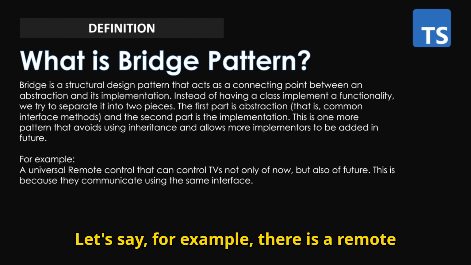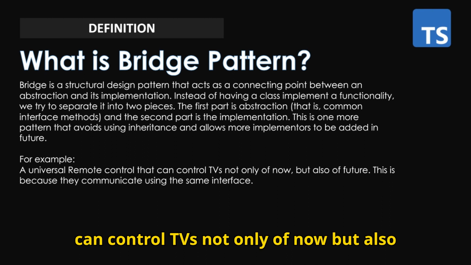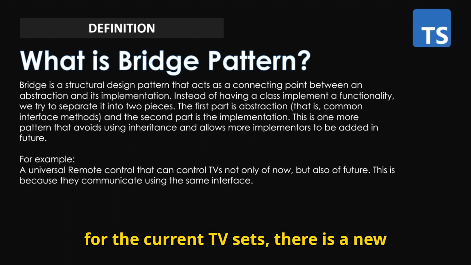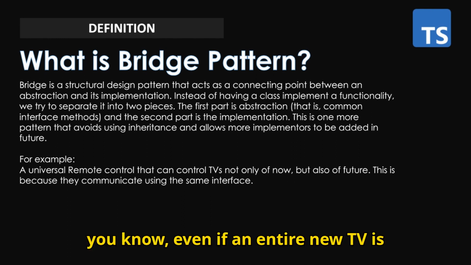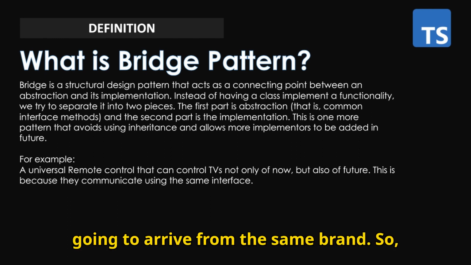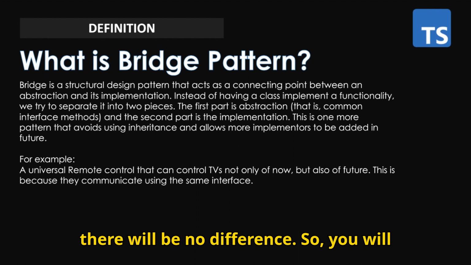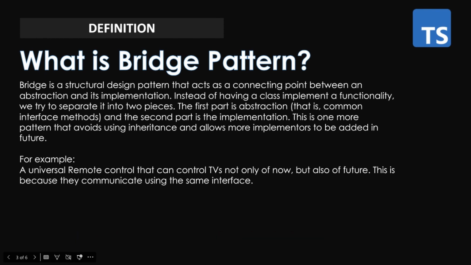Let's say, for example, there is a universal remote control that can control TVs not only of now but also of future. Let's say, for the current TV sets, there is a new version going to arrive in the future, or even an entirely new TV is going to arrive from the same brand. As long as the remote interface is the same, there will be no difference. You will have to use the same remote instead of having to buy a new one. That's one example of a bridge pattern.